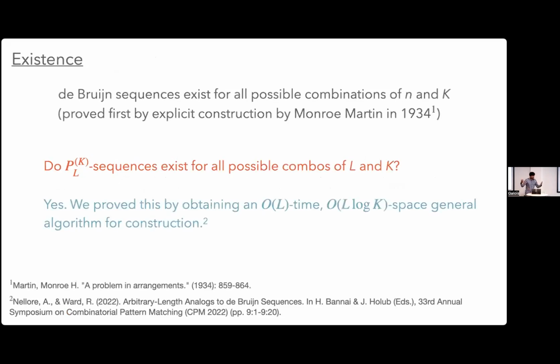So, it's all well and good to define a sequence, but that doesn't mean that that sequence exists. Now we do know that De Bruijn sequences exist for all possible combinations of the order n and the alphabet size k. And this was proved first by explicit construction by Martin in 1934. So do PKL sequences exist for all possible combinations of the length L and the alphabet size k? And the answer to this question is yes. And this was proved by Rachel and me.